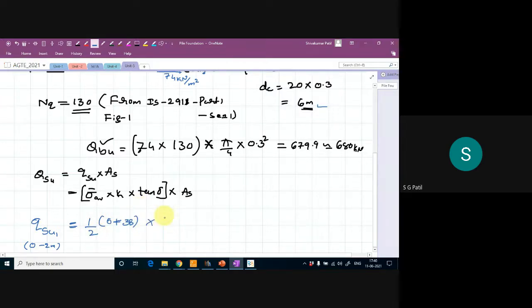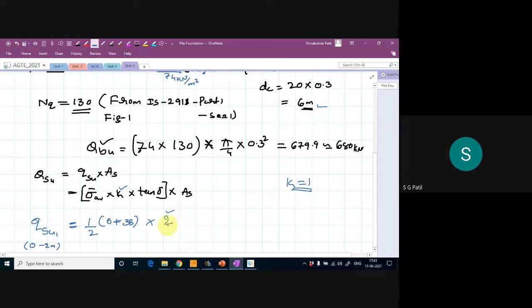K I will take as 2. So this K value is nothing but your active earth pressure. Since you have very dense sand, even if they're not giving the K value and you are confused how much to take, you can simply take K value as 1. This is always the safer side. Suppose they give the K value in the problem, then you have to take that K value. Here they gave K value as 2.